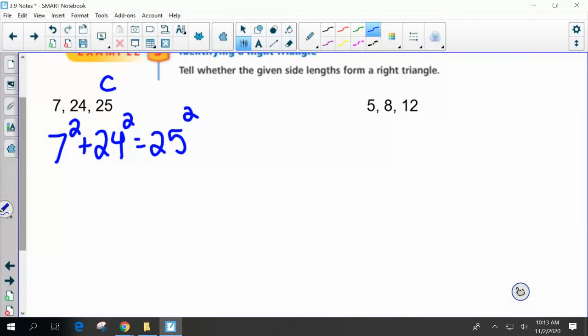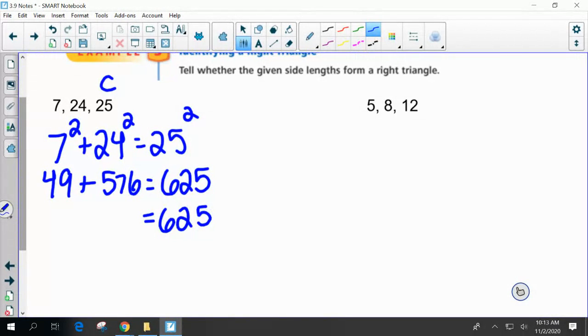So 7 squared is 49, and then 24 squared is what? 576. And then 25 squared is 625. Okay, so next you would add 49 and 576. And does that equal 625? Yes. Okay, so that is the same. It is true. So this would form a right triangle. You could put those together to be a right triangle.